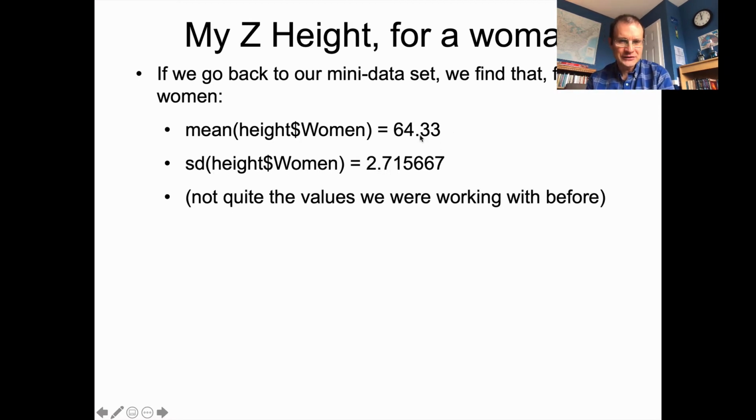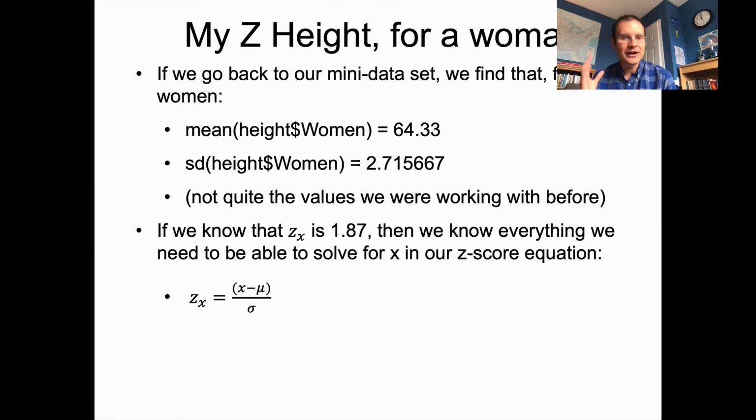Just for reference's sake, if you're used to thinking about this in terms of feet and inches, 64.33 inches is 5'4". So that's an average height for a woman, and this standard deviation is probably not something you've thought about before, but either way, it works out to pretty close to the values we had before. All we need to know now is the algebra, the reverse engineering of going from a z-score to figuring out what the underlying x value is for this particular example.